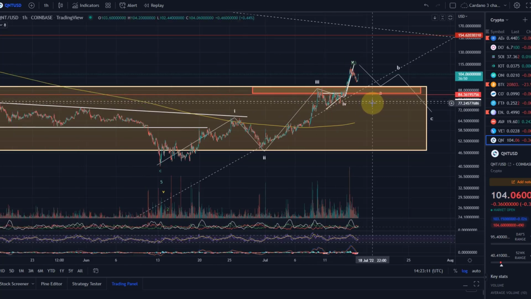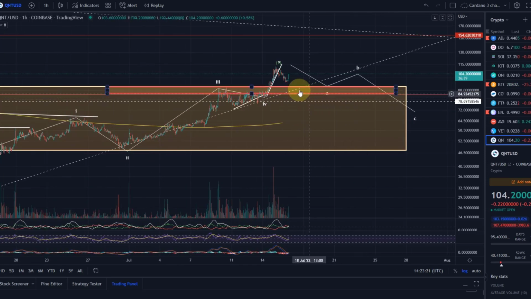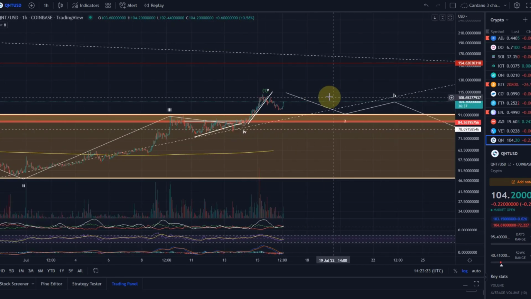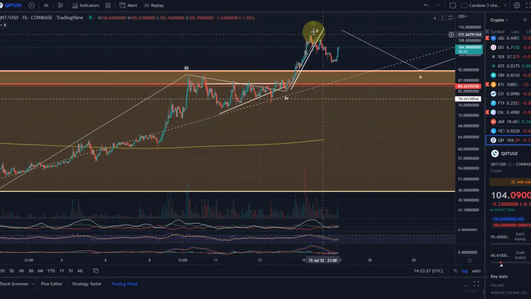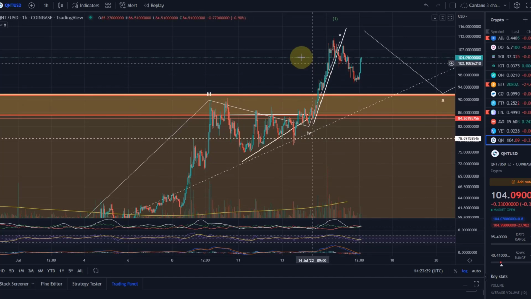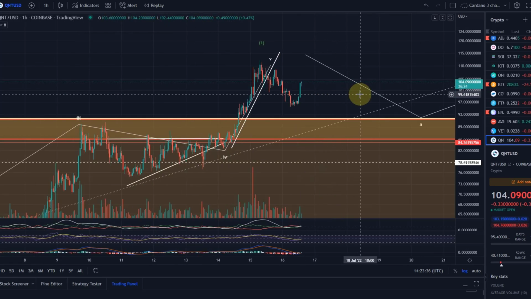So for Quant, we should be ready for a larger correction now because we've created here a first impulsive wave to the upside in a 1, 2, 3, 4, 5. Now there's no evidence really that wave 5 is over. We've got some indication. It reached nearly the target. I think the target was around 115. We reached 112, then broke below this trend line here. So that was a warning that things are changing.